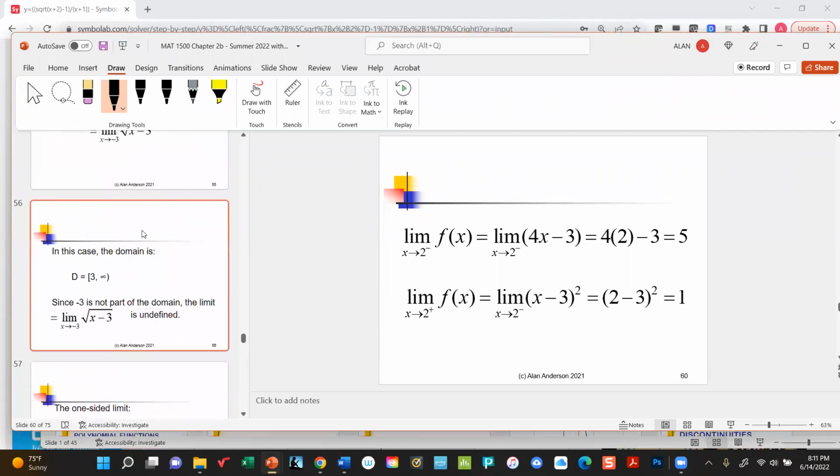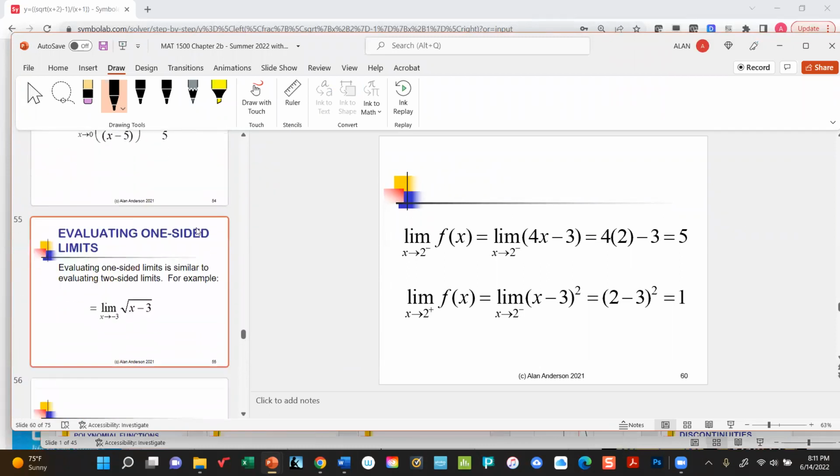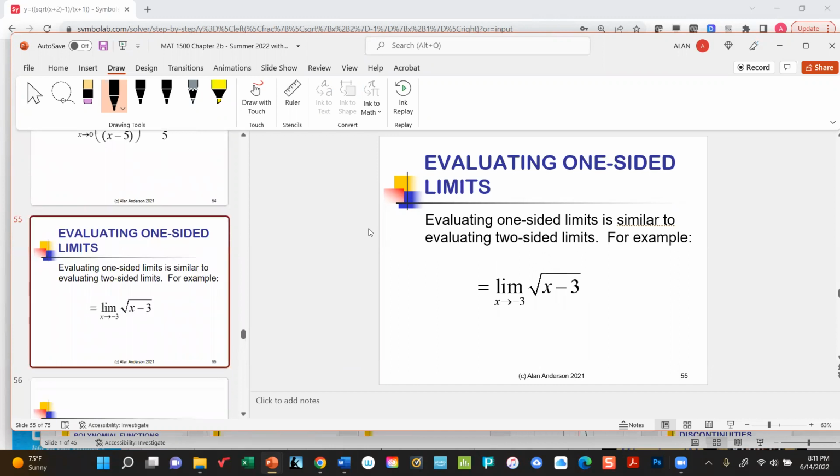But in the meantime, let's knock it off for a bit. And when we get back, we'll start looking at one-sided limits again and piecewise functions. All right, so see you all in a while.